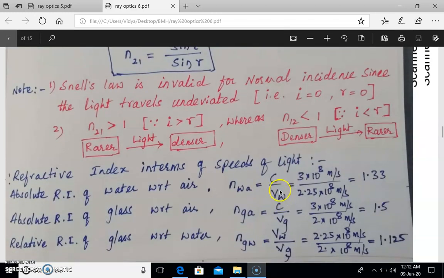Note number 1. Snell's law is invalid for normal incidence since the light travels undeviated. If light is incident on the interface normally instead of obliquely, then the light doesn't bend, it travels undeviated. In that case, angle of incidence is 0, angle of refraction is also 0, since light travels undeviated. Snell's law is invalid for normal incidence.